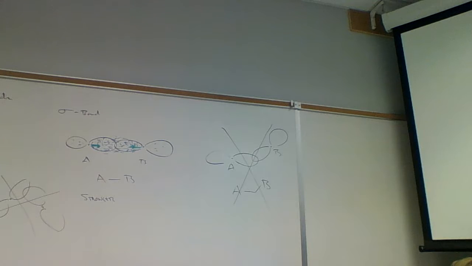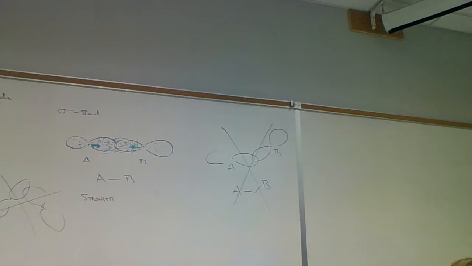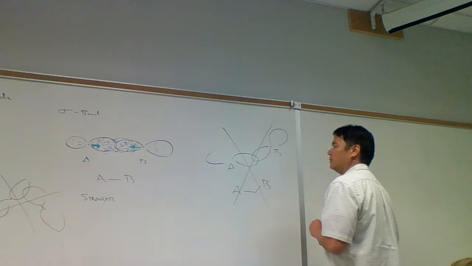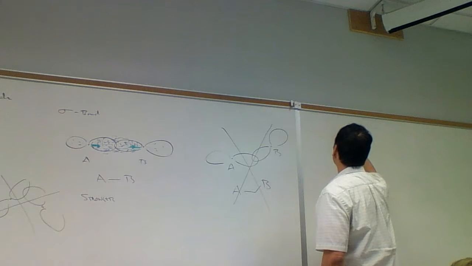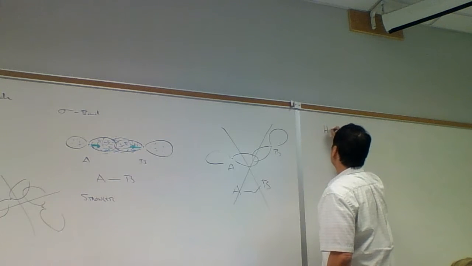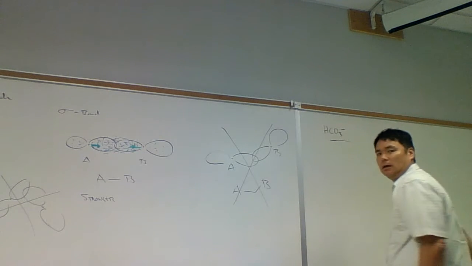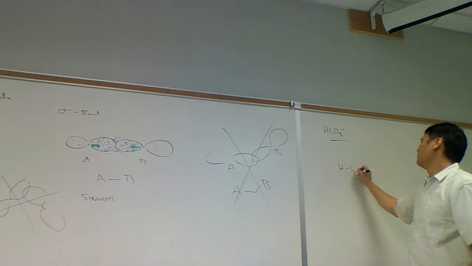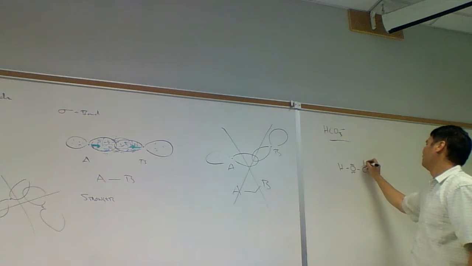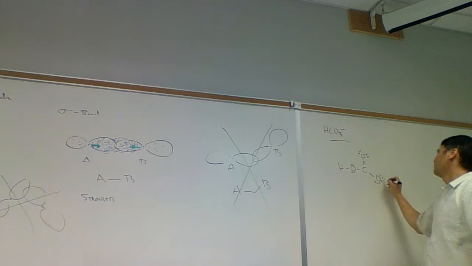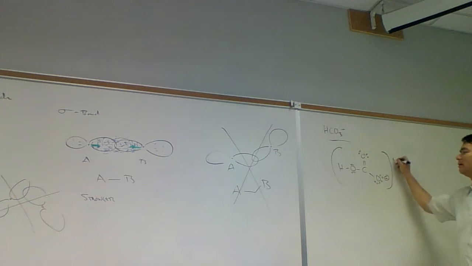So, let's take a look at an example of pi bonding here. For example, I'll just do one of the molecules in your list. Actually, maybe it wasn't on your list. Let's take a look at bicarbonate. When you draw the Lewis structure for bicarbonate, you don't necessarily have to be accurate in terms of 3D representation. So we come up with a structure that looks like this for bicarbonate.